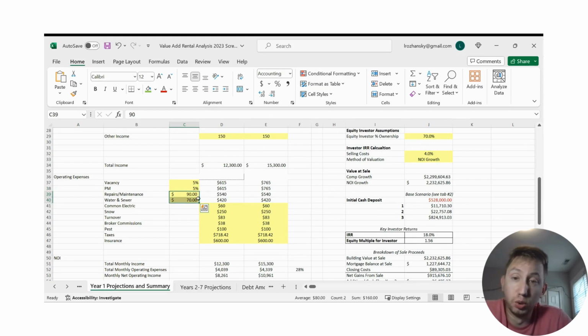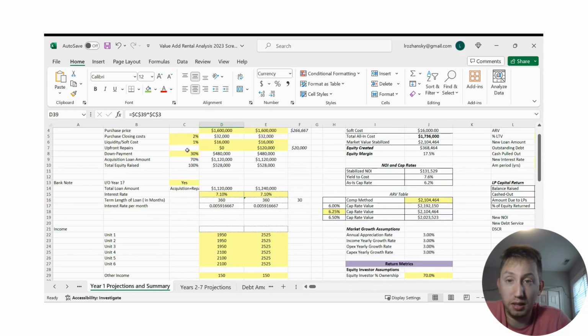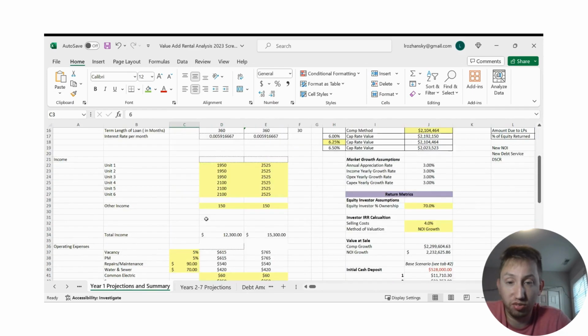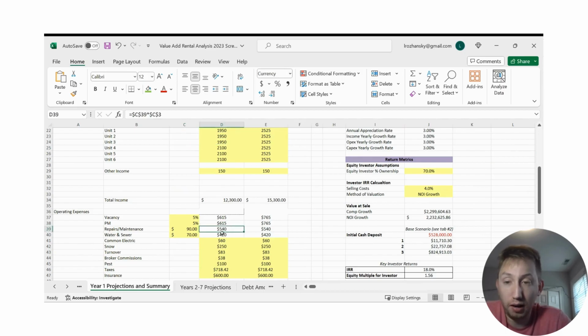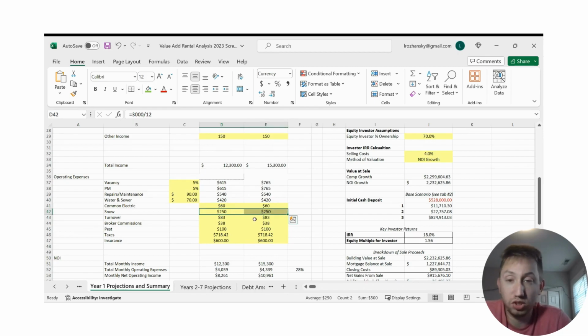Repairs and water and sewer, we typically do by line, per unit basis. So, repairs, $90 per unit per month, water and sewer, $70 per unit per month. And you can see all this does is just multiply it by the total number of units, so 6. So that's how we're getting our repairs and water assumption. Common electric, you just put in whatever the assumption is. It's usually pretty low. Again, snow, especially if you're in the Northeast, you'll want a snow line item.